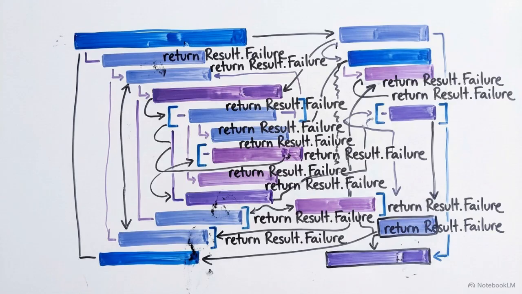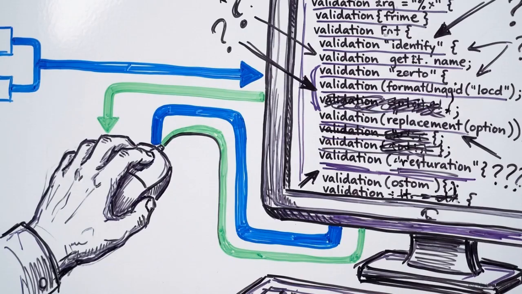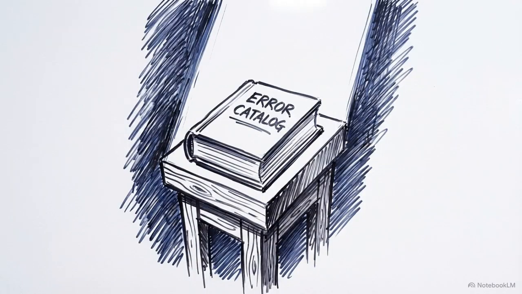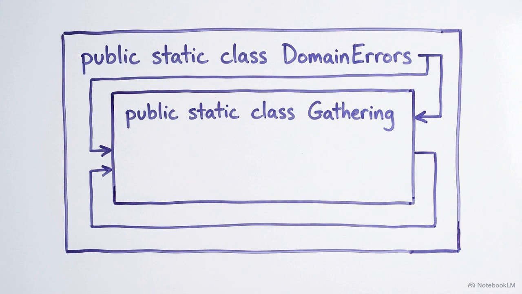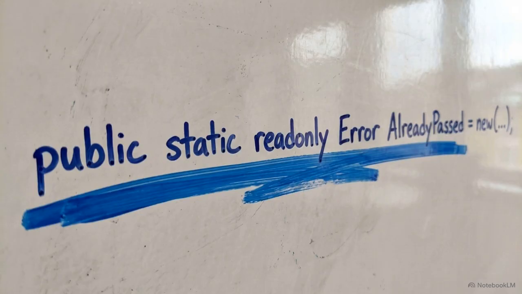However, if you start creating new error instances directly inside every validation check, your code base will quickly become messy and hard to maintain as it scales. The solution is to abstract all of your possible domain errors into a single, centralized catalog. Here in this domain errors class, we organize everything cleanly using nested static classes categorized by the entity. Now, we have a clean list of reusable errors, like gathering.alreadyPassed.